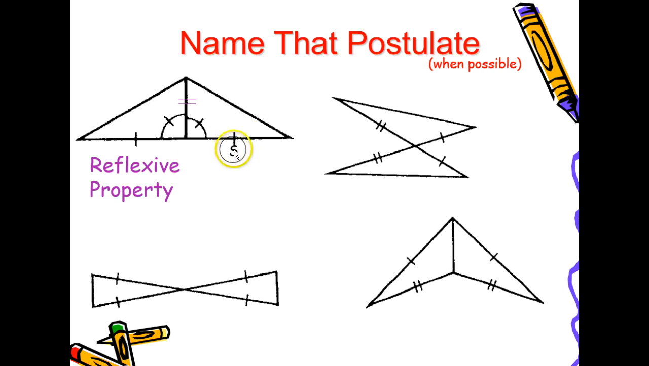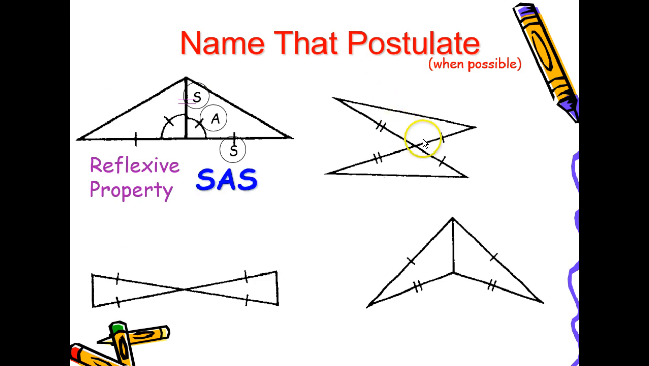Every side gets an S. So those two have S's. Notice I'm only doing one triangle, not both. That'll get confusing. And then every angle gets an A. Very smart. I know you were saying that to yourself. You can notice that this A is in between the two S's, so we say SAS.